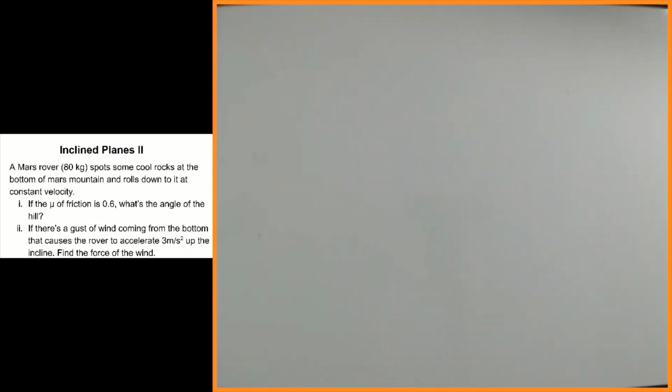Hi everyone, so today we're going to be going over another inclined plane question. This one's slightly more complicated because it does involve friction. So let's get started.